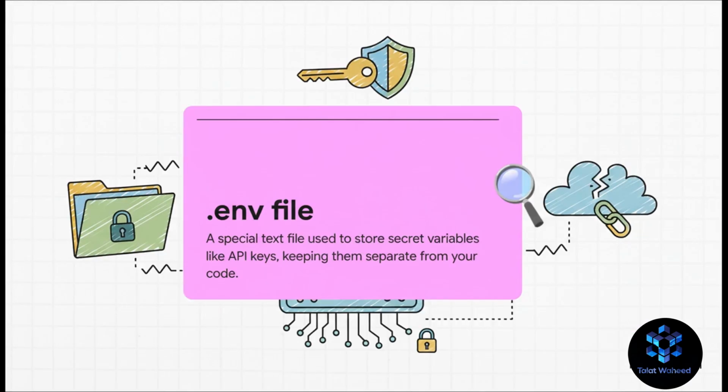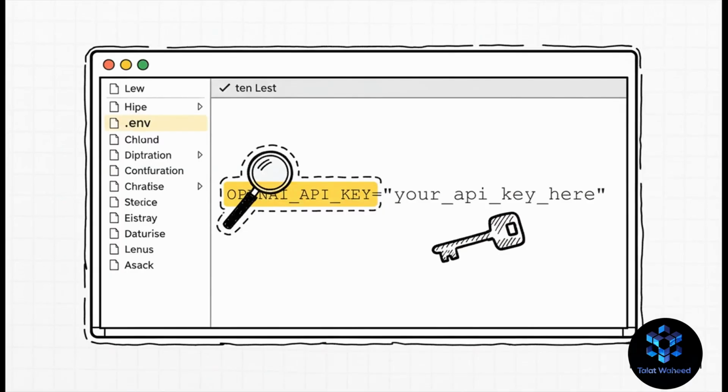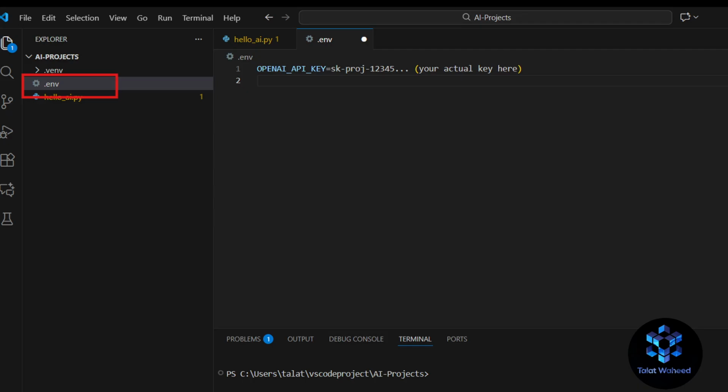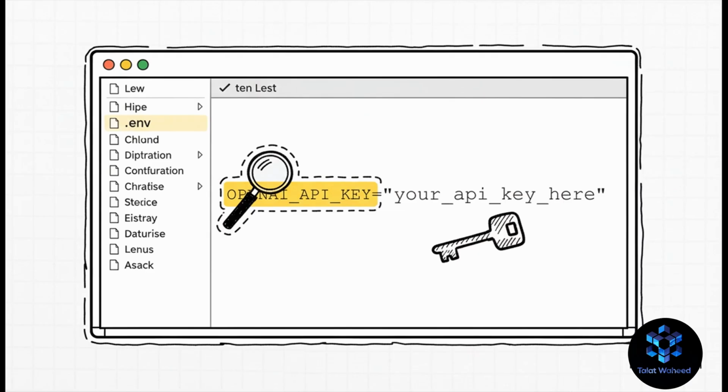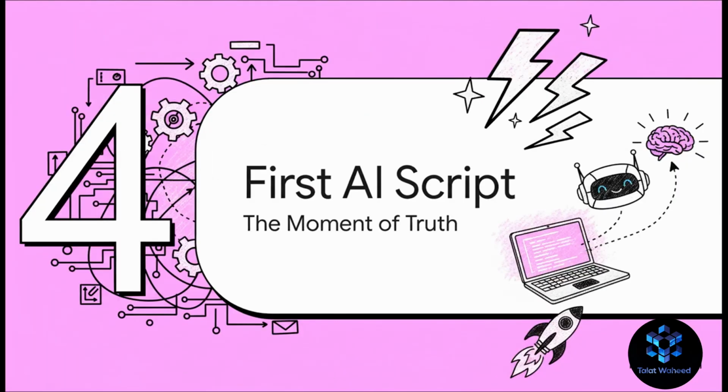We use a little something called a .env file. It's just a simple text file that lives in your project folder and it holds your secret API key. Your code can read the key from the file, but you never write the secret itself in your script. Okay, so this is how the pros do it. Back in VS Code, create a new file, name it exactly .env. That dot at the beginning is super important. Inside that file, just add this one line and make sure to replace the placeholder text with your actual API key that you get from the OpenAI website.